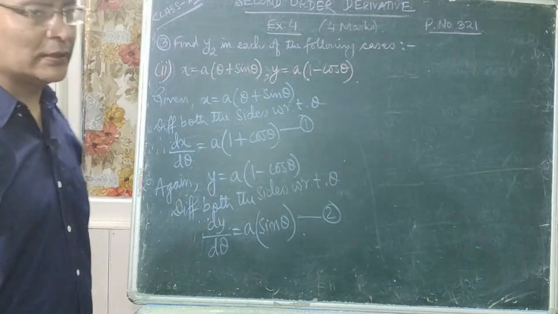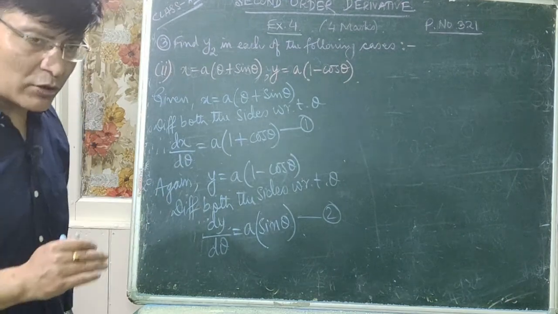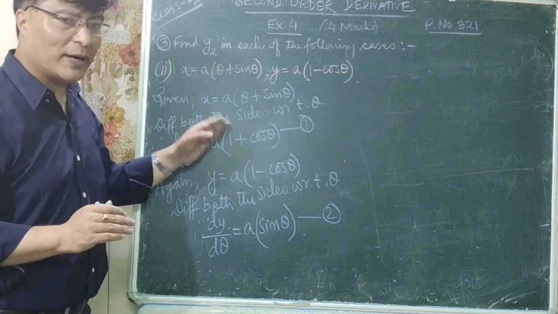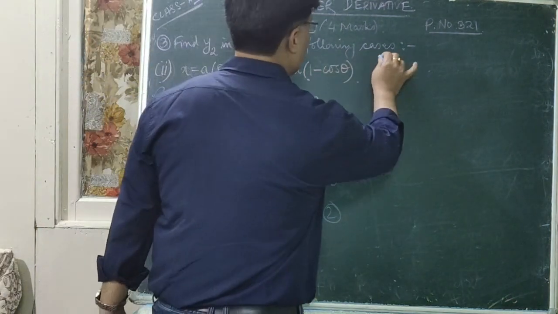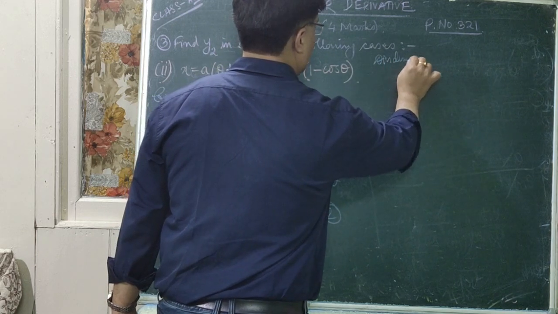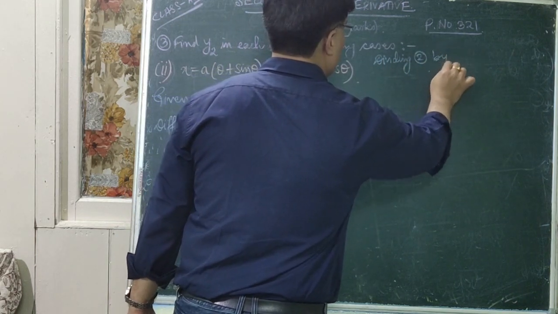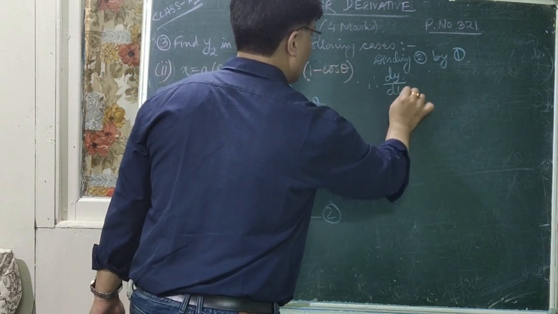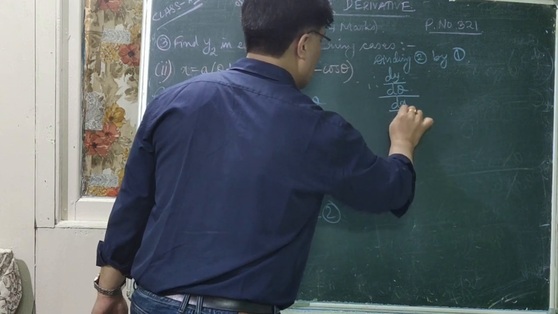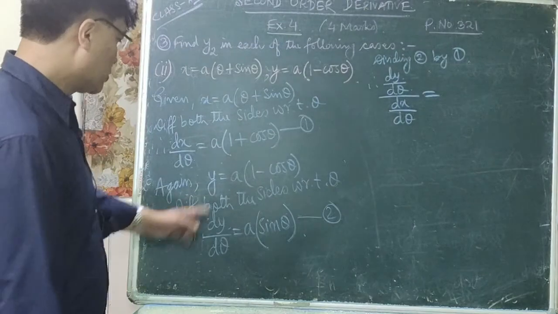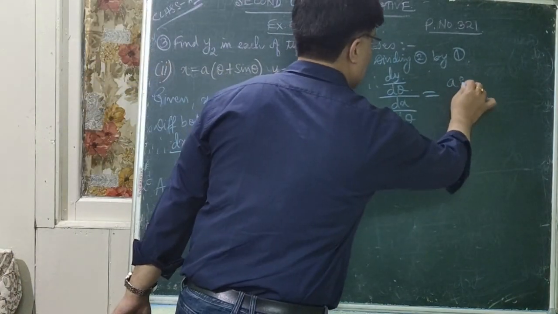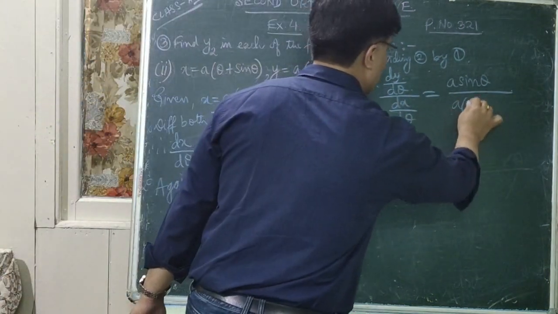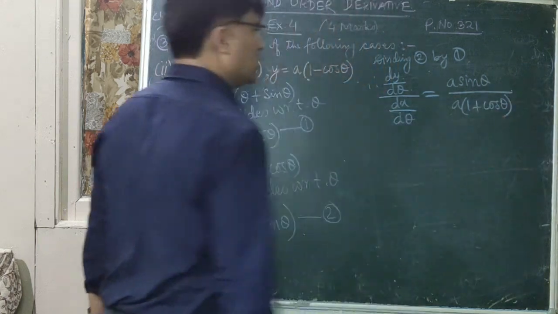Now what will you do next? You have to get dy by dx. In order to get dy by dx, what will you do with this 1 and 2? You can divide 2 by 1 to get dy by dx. Okay. So dividing 2 by 1. So what do we get now? Therefore dy by d theta upon dx by d theta is equal to, so what is dy by d theta here? It is a sine theta divided by, what is dx by d theta? It is a into 1 plus cos theta.